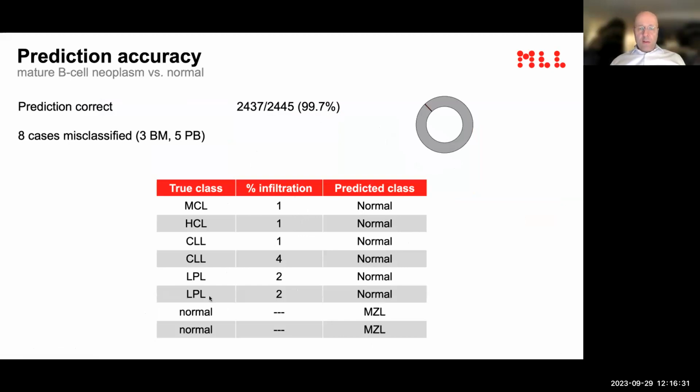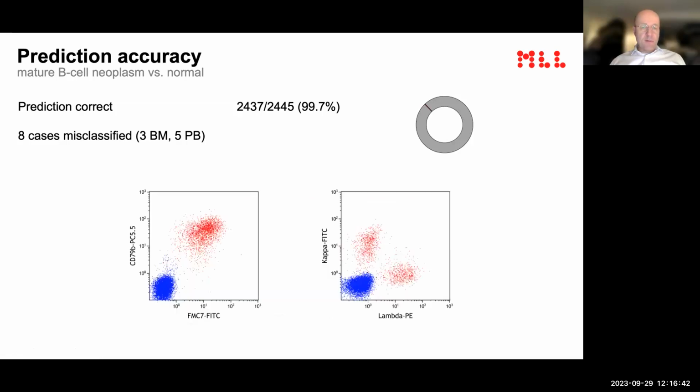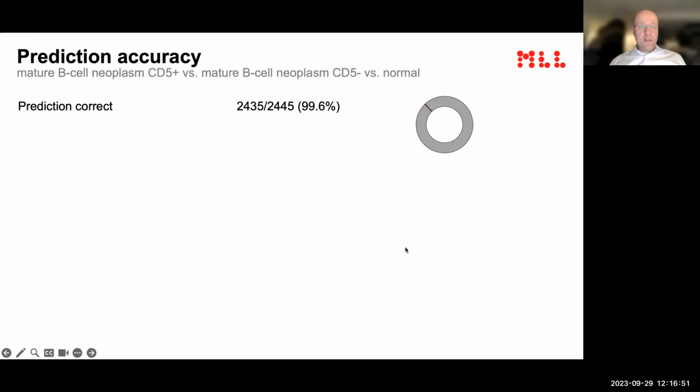And then there were a few cases which were normal, but considered by the system to be marginal zone lymphoma, which is at least very similar, but differing, of course, in light chain restriction. And this is a case, as we see here, which has clearly no light chain restriction that has been misclassified.